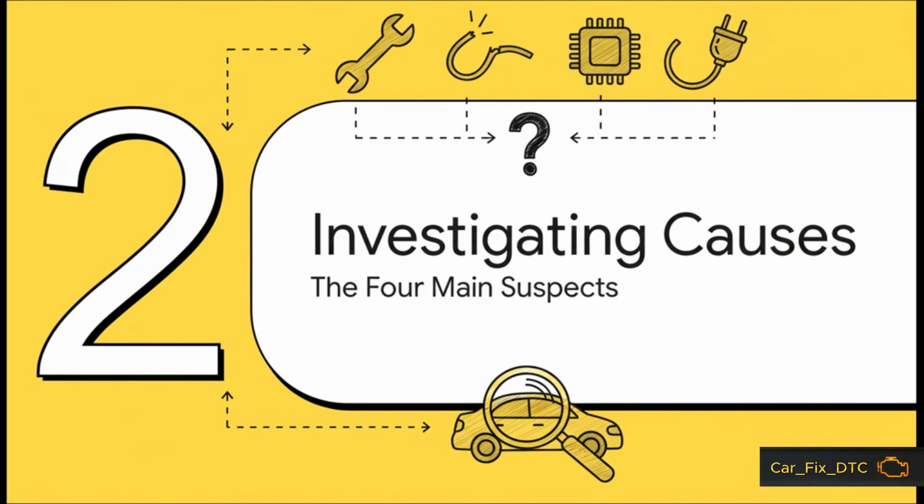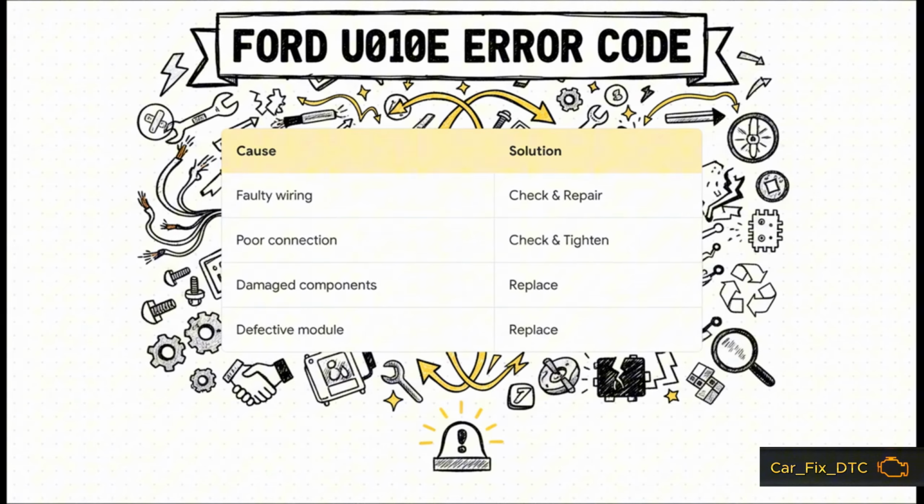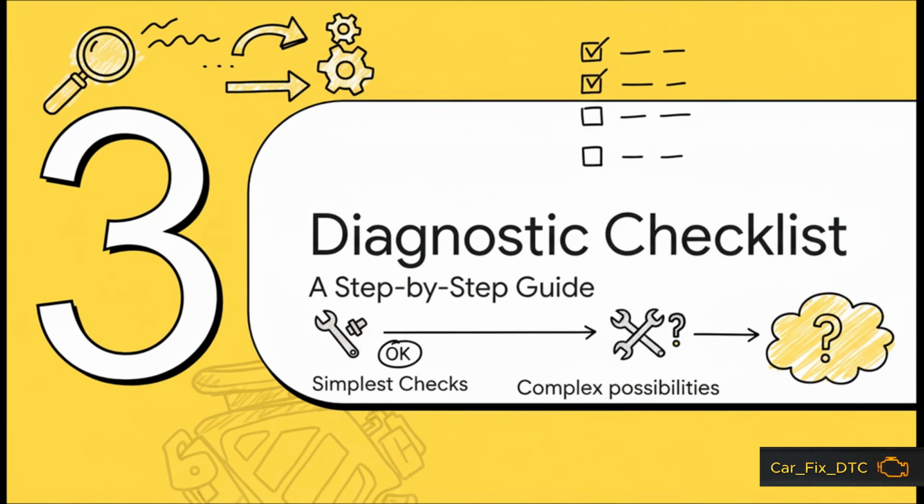So, we know it's a communication error, but what's actually causing it? It's time to play detective and investigate the four main suspects behind this U010E code. The good news is, this error code almost always comes down to one of four culprits. You've either got some faulty wiring, a poor connection, a damaged component, or a defective module. And even better, each cause points to a pretty clear solution. We're going to use this table as our diagnostic roadmap. So, how do we hunt down the real culprit? With a simple step-by-step checklist.